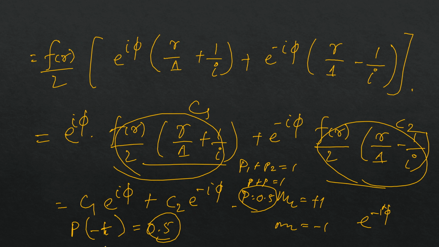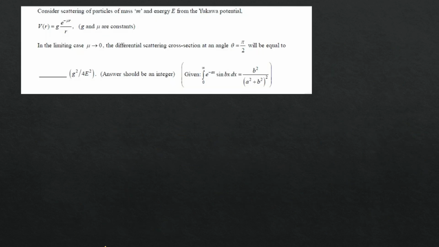Right, that's the answer. Next question, question number 36. Consider scattering of particles of mass m and energy E from the potential V(r) equal to G e to the minus mu r by r. In the limit mu tends to 0, you have to find the differential scattering cross section. This is from the chapter on scattering.